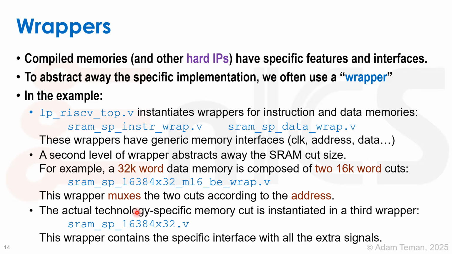Finally, we have a third wrapper that instantiates the SRAM, and this is called SRAM SP 16384 by 32.v, and inside we make the actual instantiation with all of the specific pins that our SRAM compiler connects to, and if we need to connect any constants or other things into there. So this is a bit confusing, but I just wanted to show you how it is before I show it to you in the actual RTL.